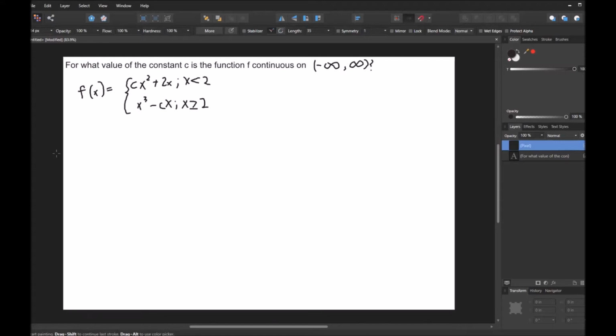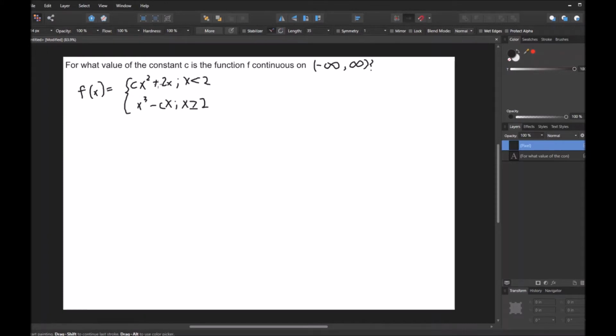Okay, so in this next question we're asked for what value of the constant c is the function f continuous on negative infinity to infinity. And the function we're given is f of x equals cx squared plus 2x when x is less than 2, and f of x is equal to x cubed minus cx when x is greater than or equal to 2.